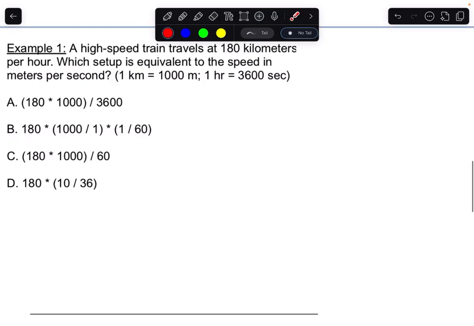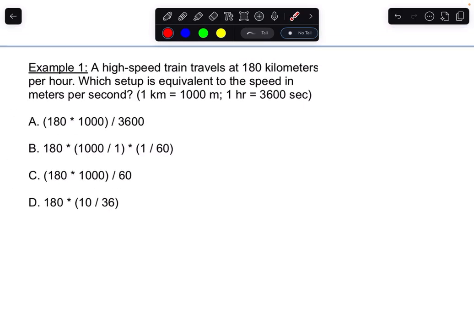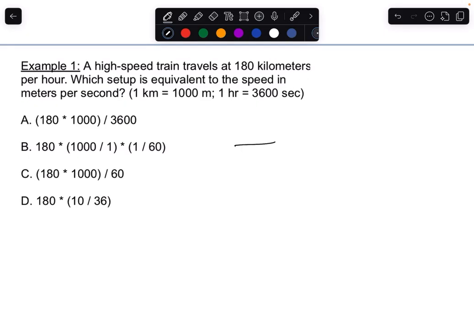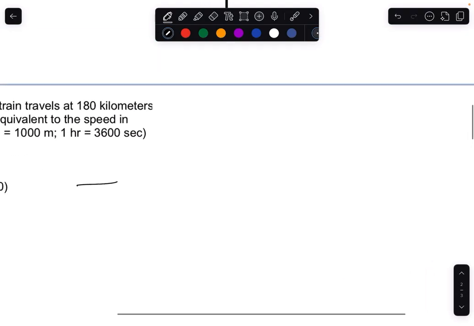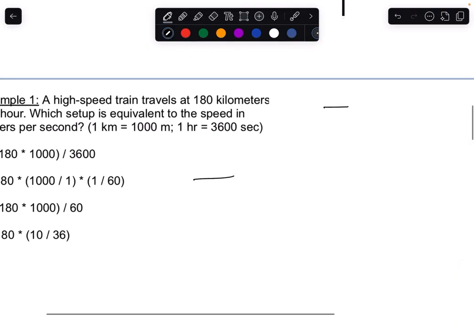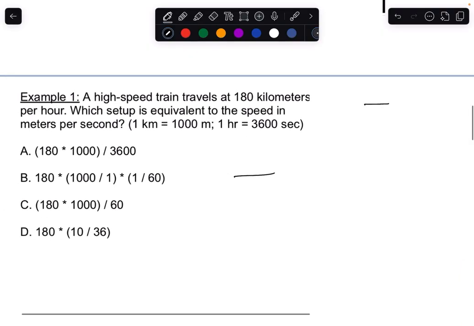All right. A high-speed train travels at 180 kilometers per hour. Which setup is equivalent to the speed in meters per second? I personally love to show where I'm starting and where I'm ending. I'll put it here: I want to end up with meters per second. I currently have kilometers per hour.